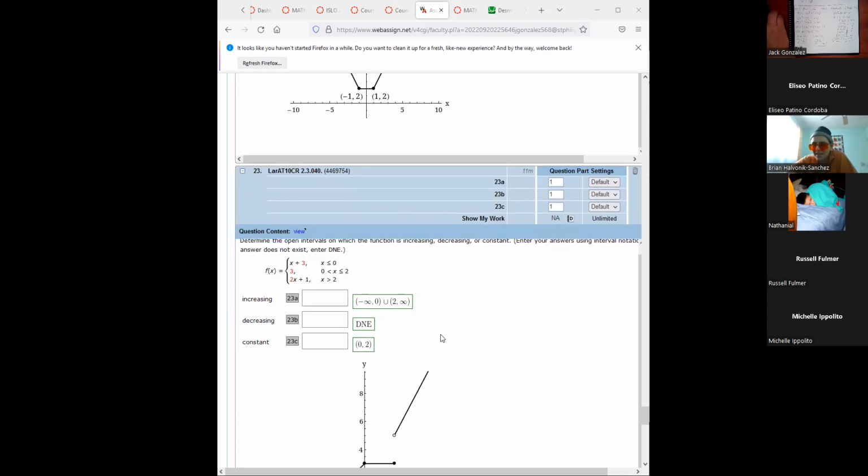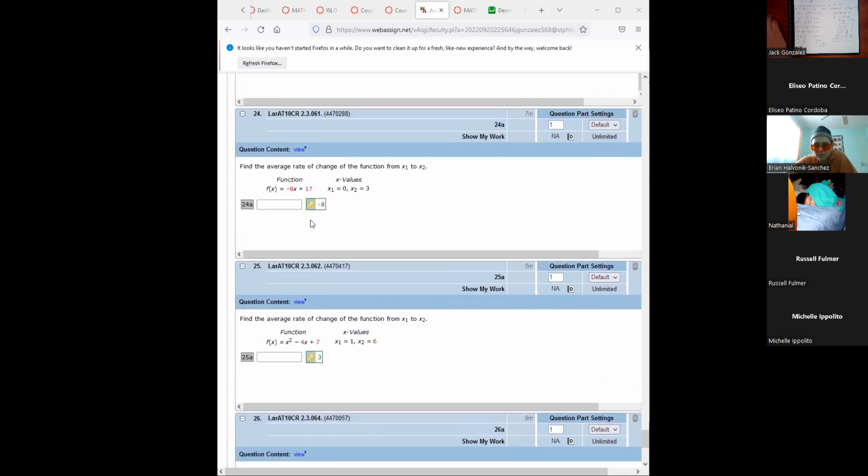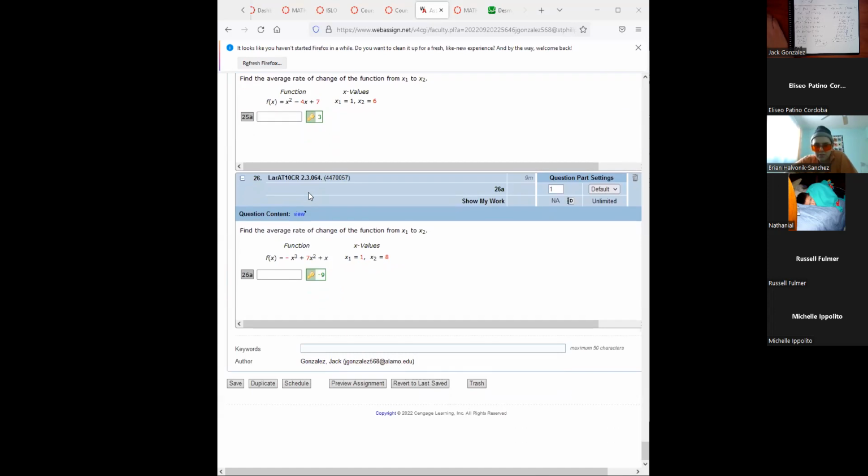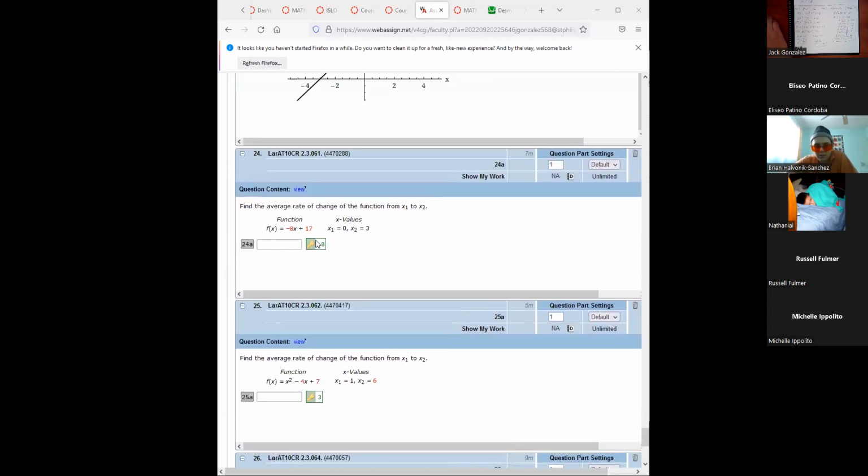Anyway, that's pretty much the main idea here. Last thing here, there's one last small thing. Average rate of change. Here it's just a formula. It's actually the slope formula in functional notation. That's all it is. Let's do number 25.